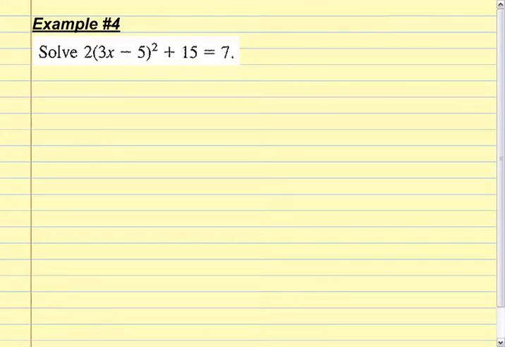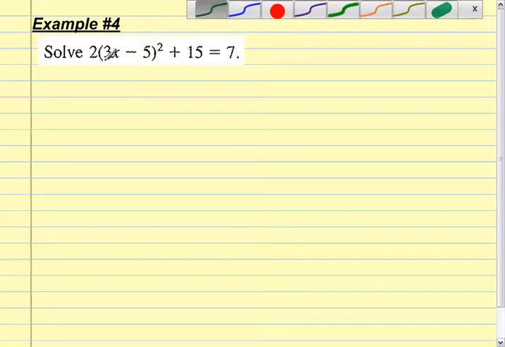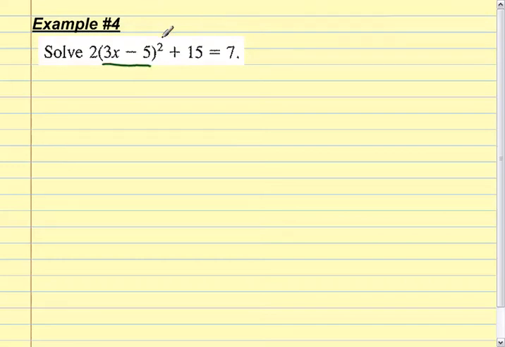All right, remember, the variable is tucked inside here, and it is a perfect square, right? It says it's squared, so we just need to isolate this thing. First thing we're going to do, remember, you get rid of the thing farthest away, so we're going to subtract 15 from both sides, and that's going to give us 2 times (3x minus 5) squared is equal to negative 8.